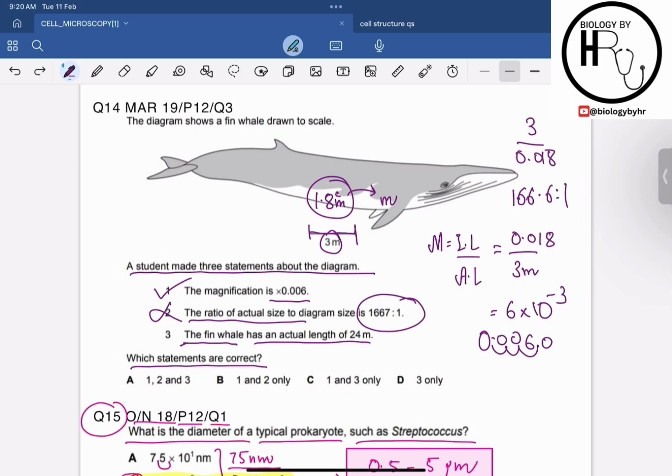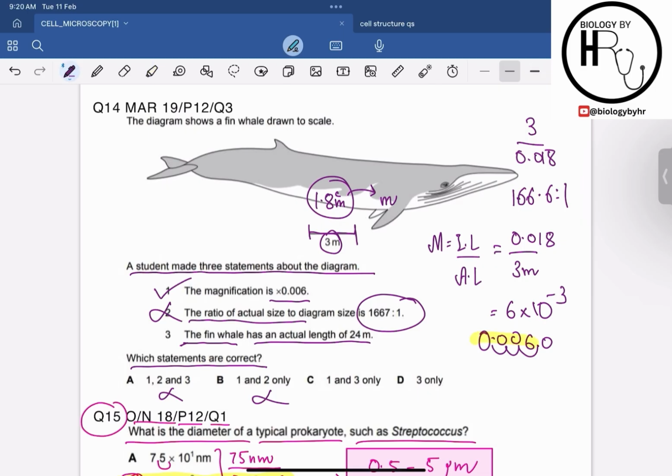We are 100% sure that statement 2 is incorrect, right? So we will eliminate all those options which have 2 in them. Incorrect, incorrect, and we know that 1 is 100% correct, right? We have solved it, we have got our answer.